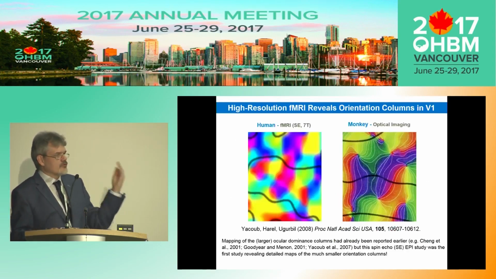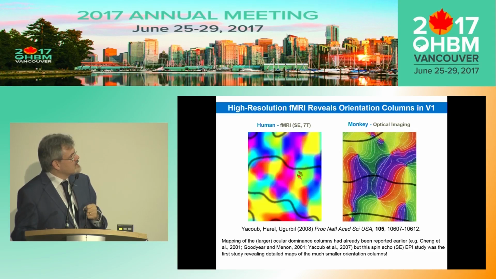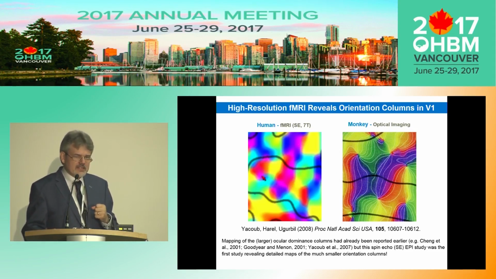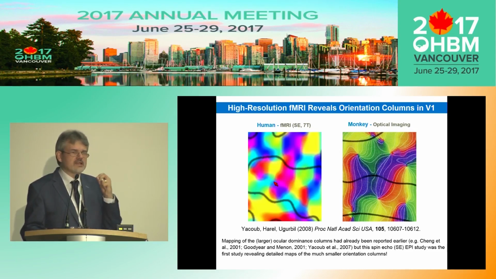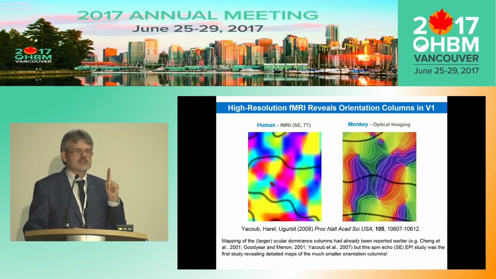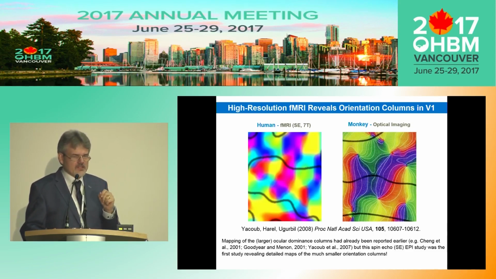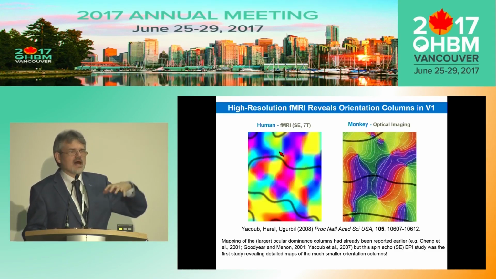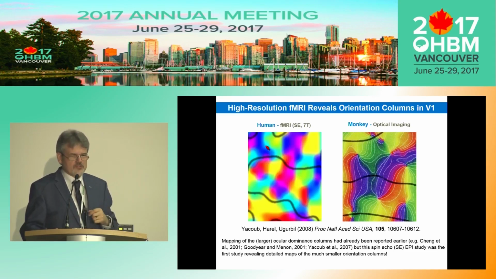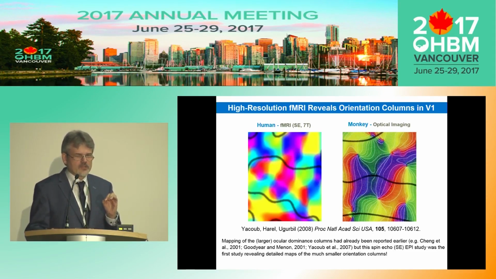And here is some proof that this is possible, by the group in Minneapolis from Kamil Ugurbil, with Essa Yacoub's study on the orientation columns in V1. You see here, strikingly, that the colors correspond to resolved orientation columns in the human brain, non-invasively, using 7 Tesla fMRI. And you see these black lines, they correspond to the ocular dominance, which is a somewhat larger clustering, also present in primary visual cortex for the left and the right eye. So that means we now have the possibility to look at this resolution. A problem here is, and it looks strikingly similar to what is known from the monkey using optical imaging.